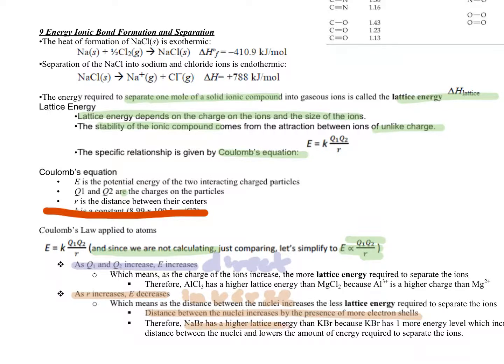Therefore, NaBr has a higher lattice energy than KBr because my Br's are constant, so the only thing we're comparing here is my Na and my K. Na and K both have a positive 1 charge, so we're not comparing Qs at all. The only thing that can be different here are the Rs. But the difference between KBr and NaBr is that K has 1 more energy level. So that nucleus is slightly further apart, therefore it'll be easier to separate those 2 ions from one another.